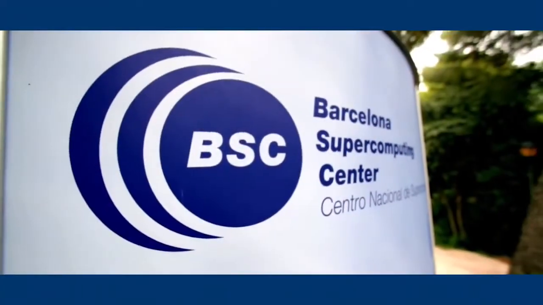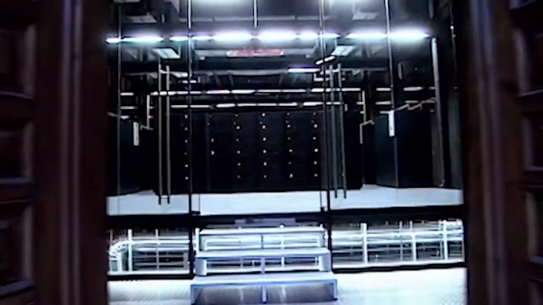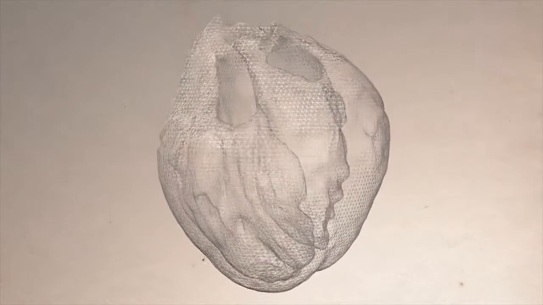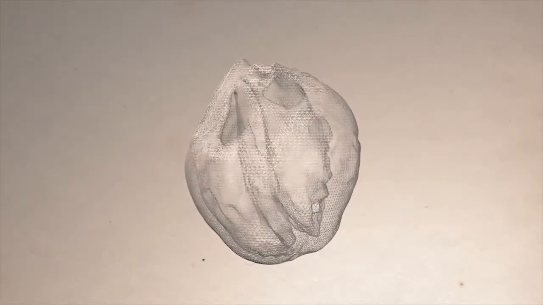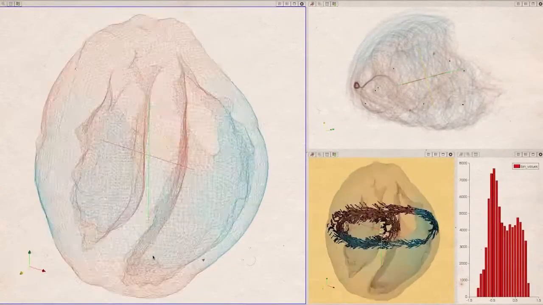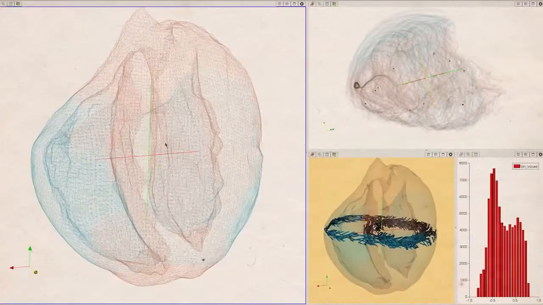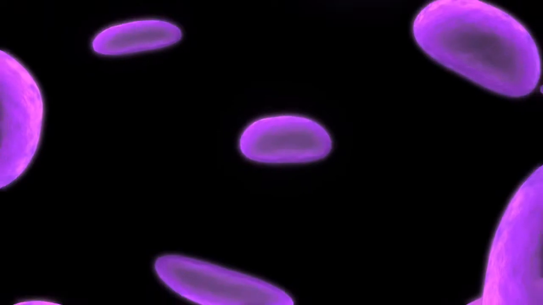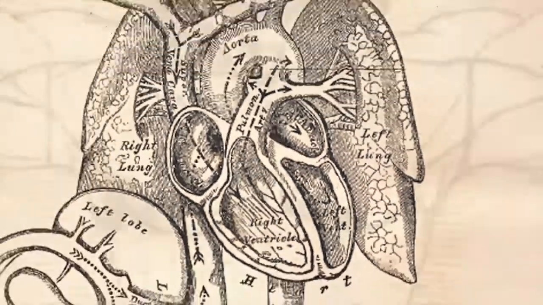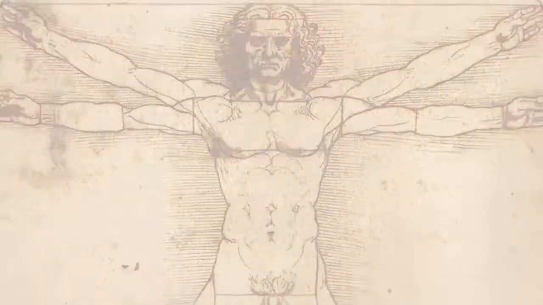At the Barcelona Supercomputing Center, and in close collaboration with medical doctors and bioengineers, we are developing a large-scale simulator of the human heart called Alya Red, the computational cardiac model. A computational description of the heart requires information at very different scales in time and space, from the ions inside the cells, or the muscular tissue that forms the organ, and up to the whole individual.